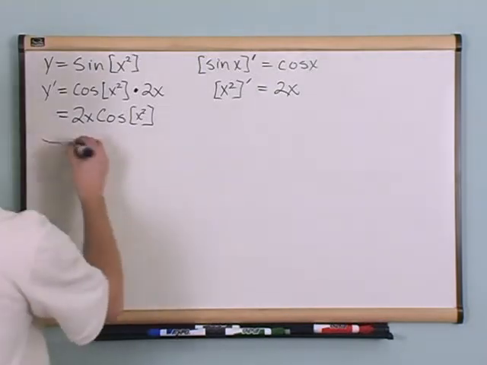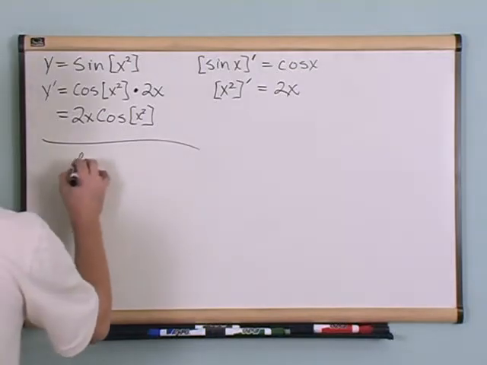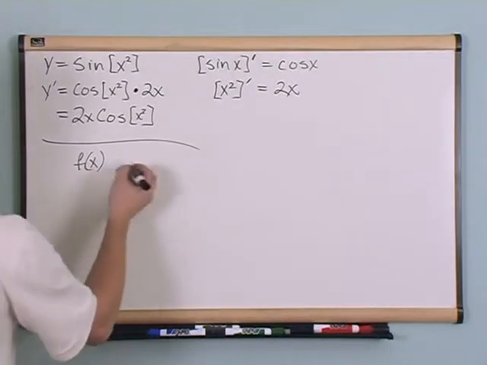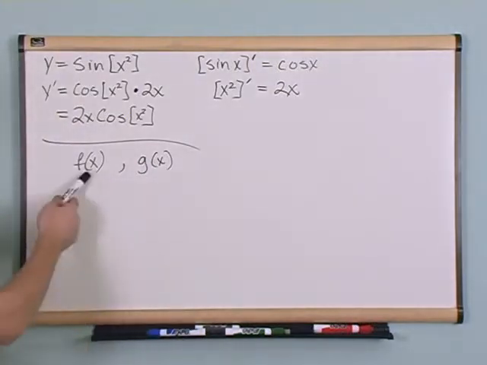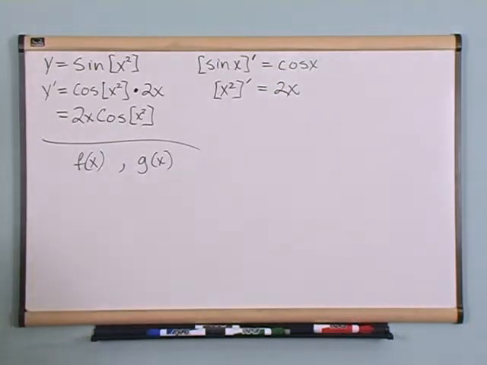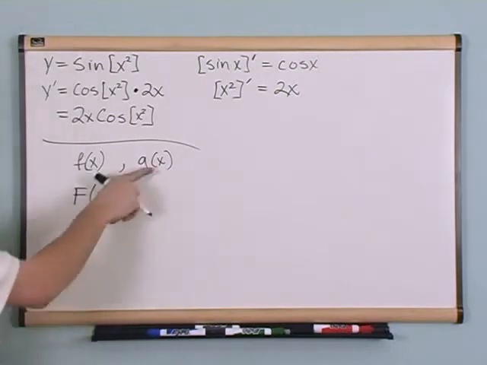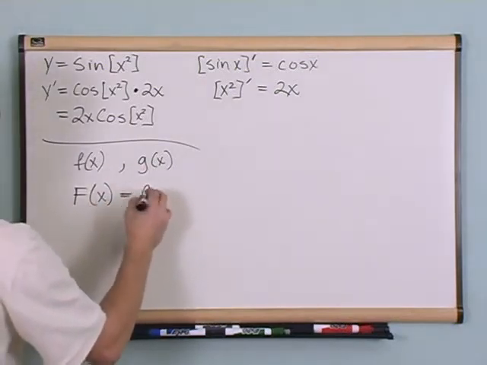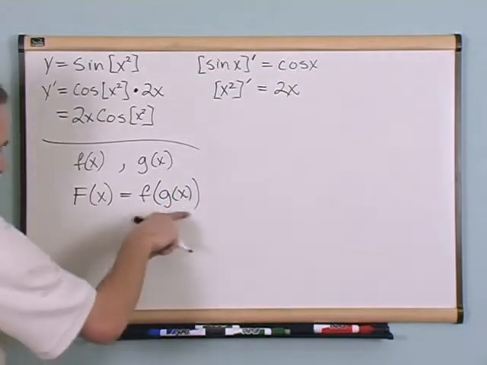So to formalize this, I'm going to put the formalization on the board only because it's going to be in your book, and you might look at it and roll your eyes and say, well, this isn't very useful. If you have a function of x and another function of x, we're going to call them f and g. In this case, f is the sine of x, and in this case, g is x squared. And there's another function that I'm going to define, big F, that's related to these two by f of g of x. Now, these are not multiplied together.